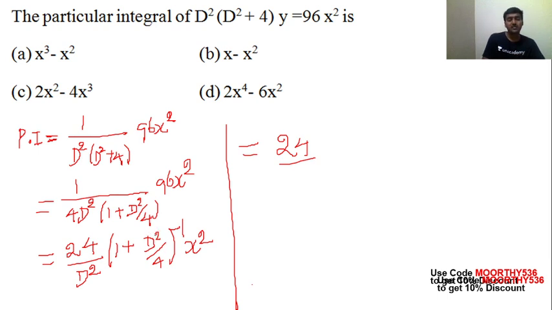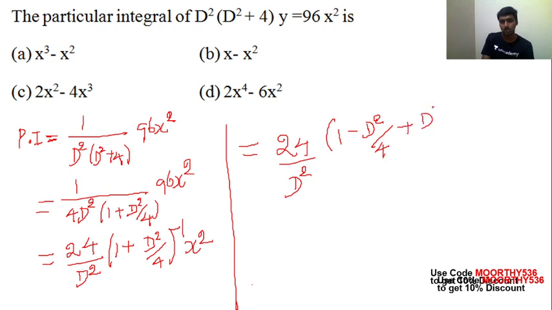differential power up to the square, because here it is x power 2, so we have to stop up to d power 2. More than d power 2, d cube, d4, d5 are eliminated. So 24 divided by d square into 1 minus d square divided by 4, plus (d square) power square is equal to d power 4 divided by 16, into x square. We are eliminating the higher order, only we are getting this lower order.